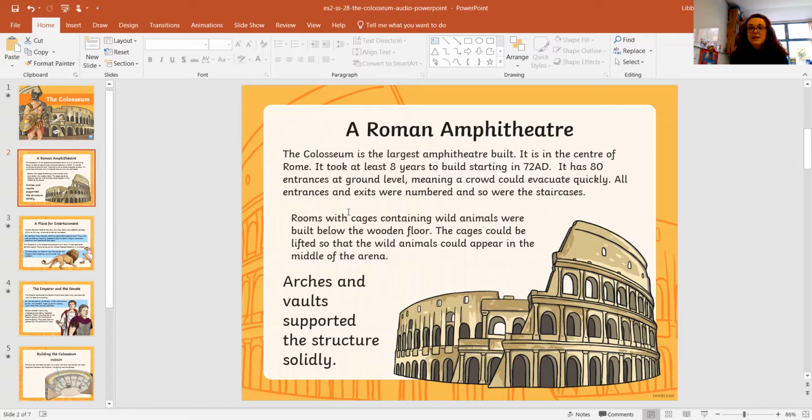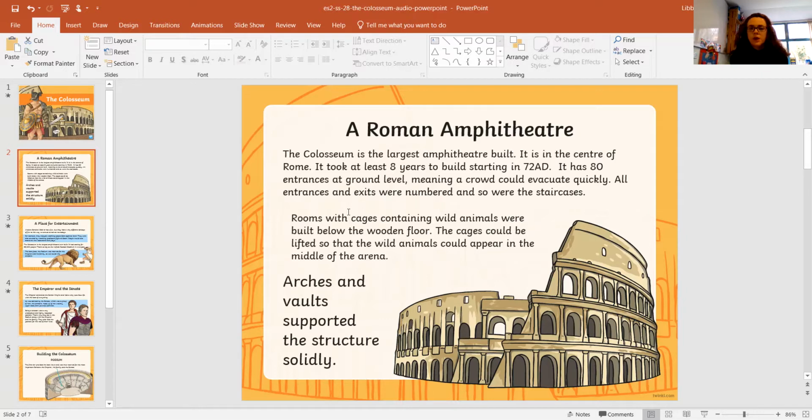It has 80 entrances, meaning a crowd can obviously come in and come out of the Colosseum very quickly. All of the entrances and exits were numbered, so you knew where to go in. And all the staircases were also numbered as well. So they were very organised, weren't they, the Romans, with their numerals to get people into the Colosseum quickly.